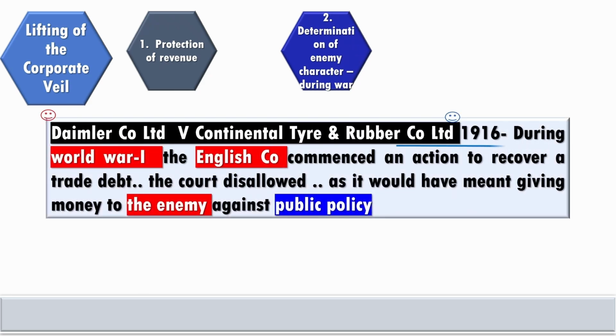Corporate veil is pierced in times of war to find out any alien enemy behind a company. It happened in the case of Daimler Company Limited during World War I, where the English company had members and directors from Germany. Product was from Germany. When they started realizing debtors, the debtors approached the court and the court upheld the debtors' claim that they need not pay because it would be as good as funding an alien enemy, which is against public policy.